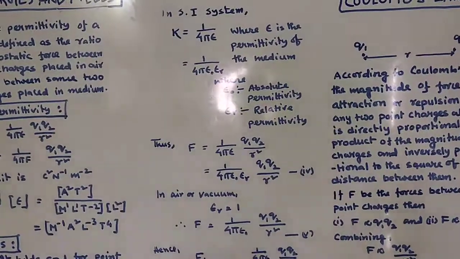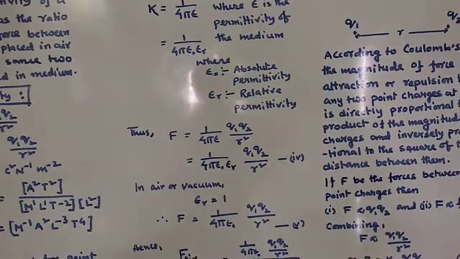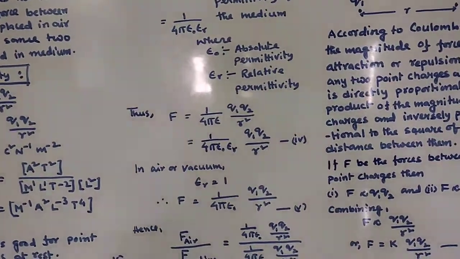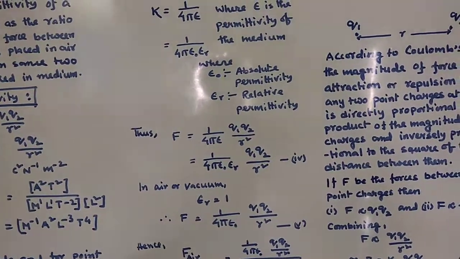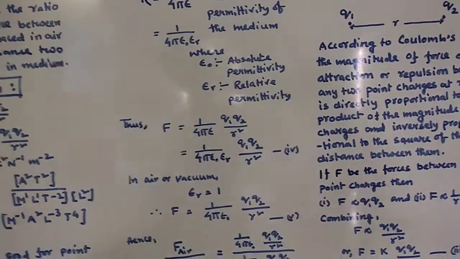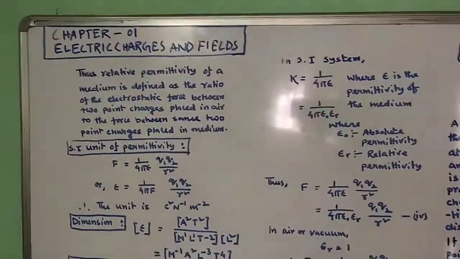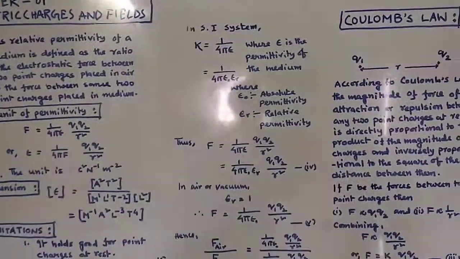So this is all about it, it's very simple, and here what you will do, you will try to find the value of 1 by 4 pi epsilon naught by substituting the value for epsilon naught. Check any reference book or textbook, you will get the value for epsilon naught. Substitute that value and try to find 1 by 4 pi epsilon naught. You will get 9 into 10 to the power 9. So check it out. This is the third class from chapter 1, electric charges and fields.